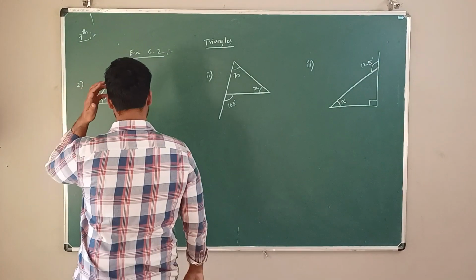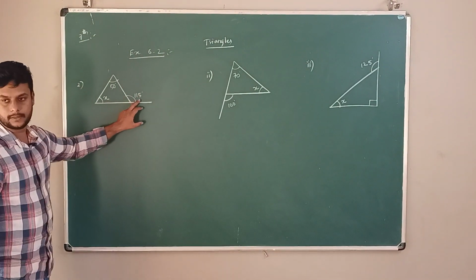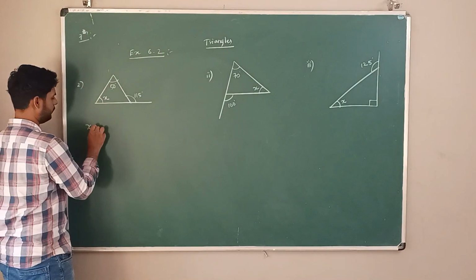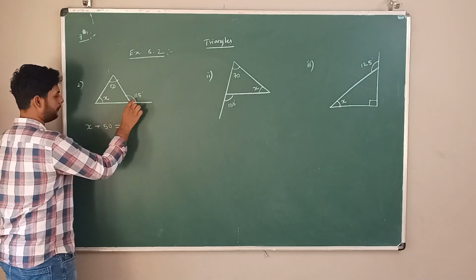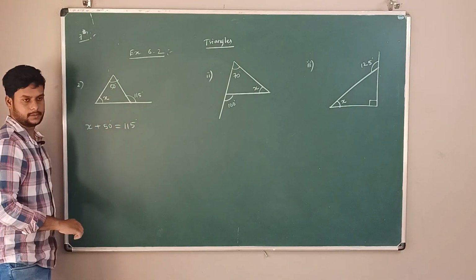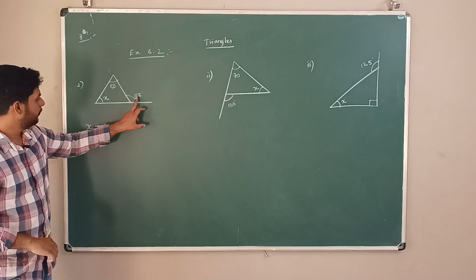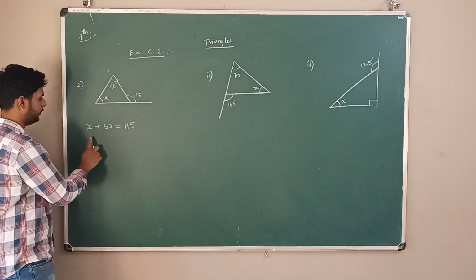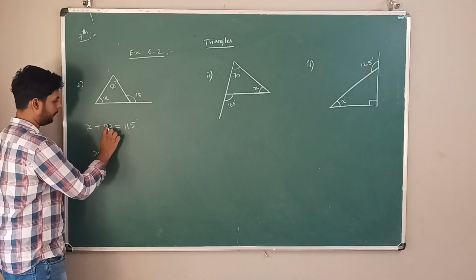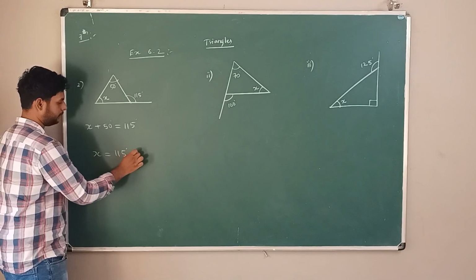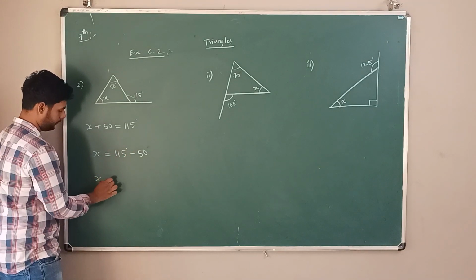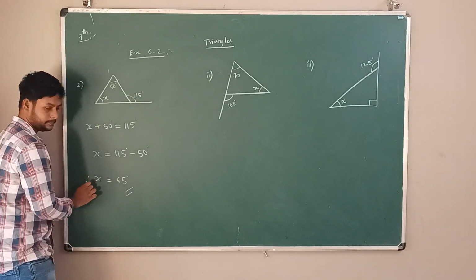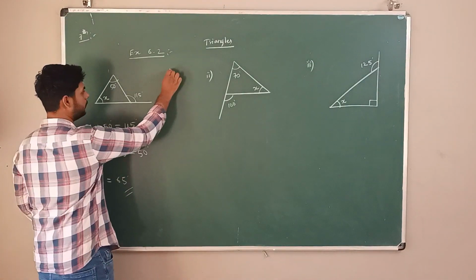Okay, see here now. First, exterior angle is equal to what? This plus this, correct? So x plus 50 is equal to what? 115, correct? Yes or no? Exterior angle property, exterior angle is equal to this angle plus this angle. So x plus 50 is equal to 115. x is equal to 115 minus 50. x is equal to how much? 65 degree. How many got 65 degree? Very good. Understood or no?